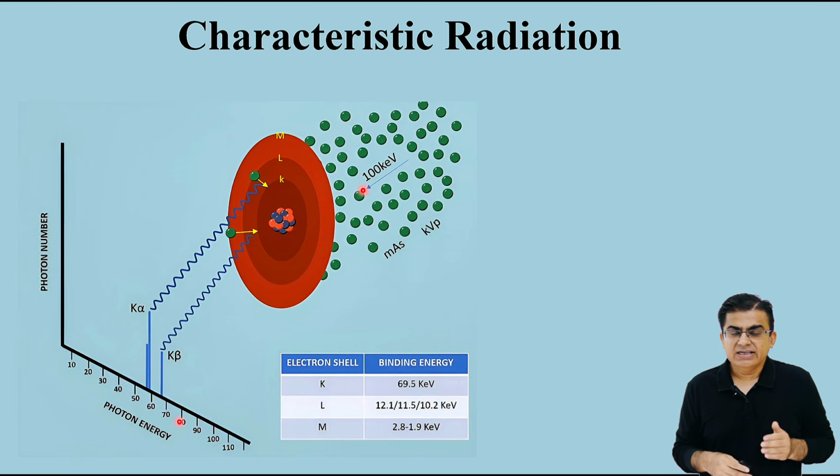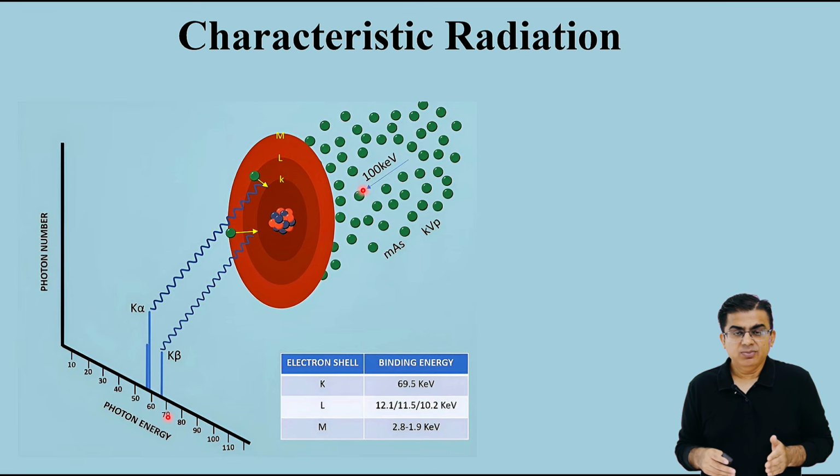Now please look at the graph. Look at the horizontal axis, which shows the exact energy of the X-rays. You can clearly see two very sharp, tall blue lines standing straight up. This one and this. These two sharp spikes perfectly represent K alpha and K beta X-rays.